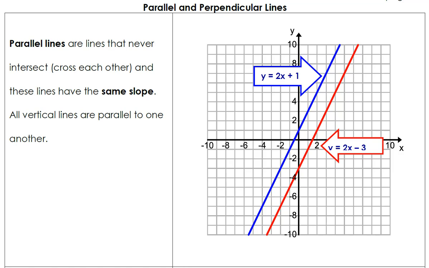So the key in identifying if lines are parallel or not is to look at the slopes. And the slopes must be the same for the lines to be parallel. And lastly, all vertical lines are parallel to one another.